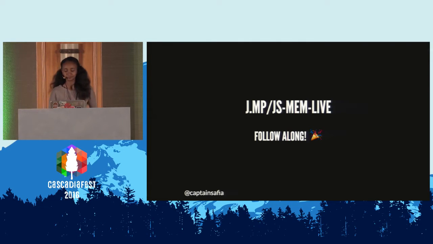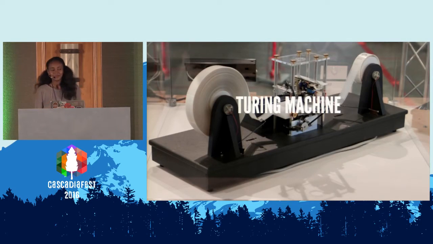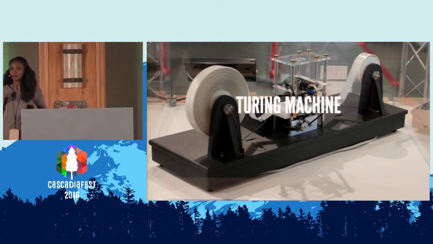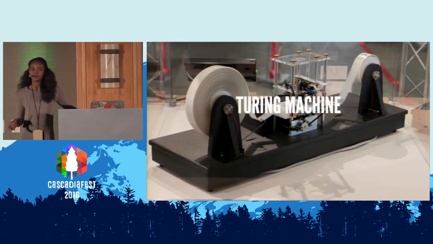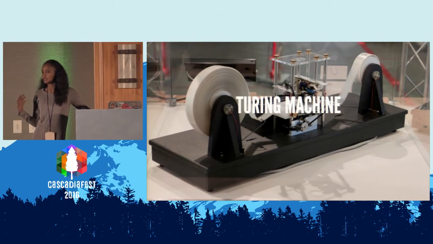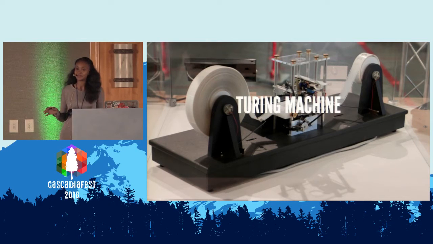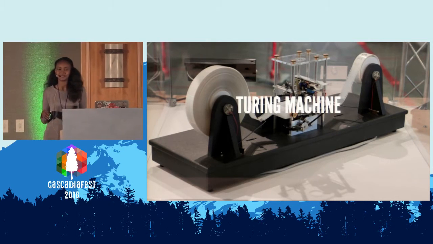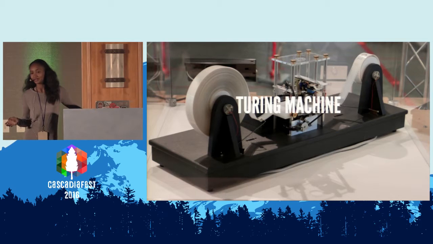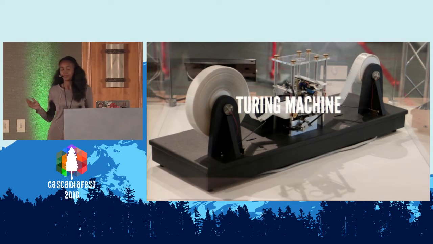So I'm a bit of a computing history buff, so I'm going to start this talk all the way back in 1936, when a young man by the name of Alan Turing theorized the concept of what's known as a Turing machine. Alan Turing was a brilliant mathematician. He actually helped the Allies win World War II using his amazing math and science skills.